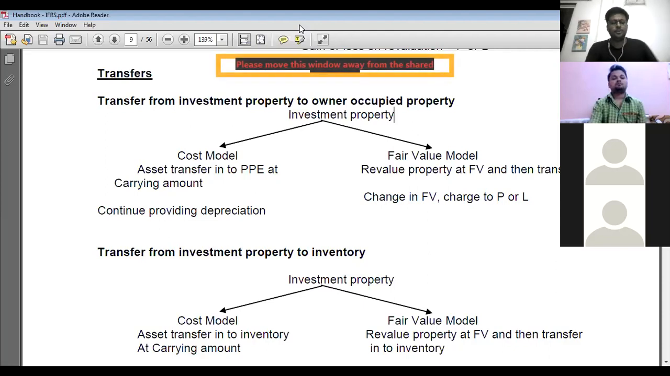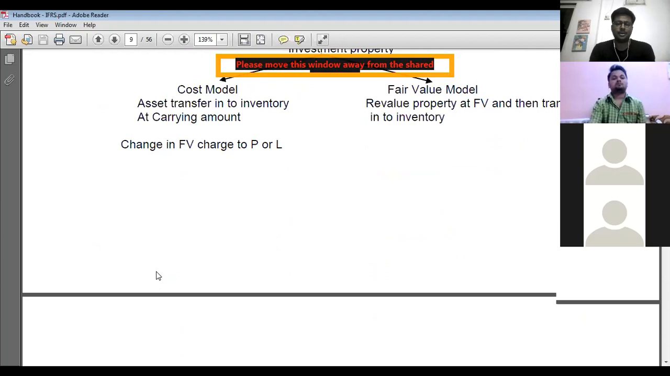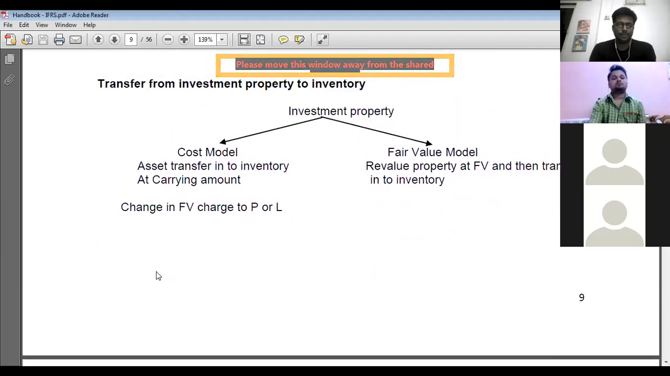Second scenario, we see the transfer from investment property to inventory. Now, this will come up only in the case of, say, a builder or a contractor. So, say, initially, a building contractor or a builder has constructed a building, but it was not for the purpose of sale. It is given on rent or just constructed to have some capital appreciation. So when the purpose of holding the building is capital appreciation or earning rental income, at that point of time it is investment property.